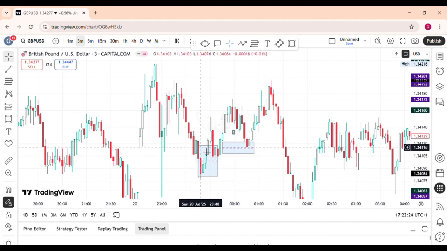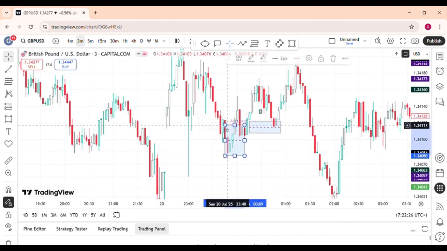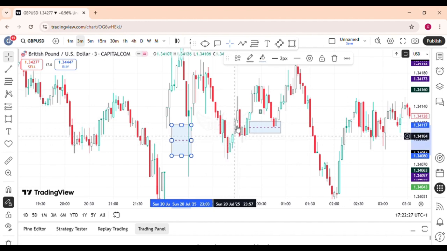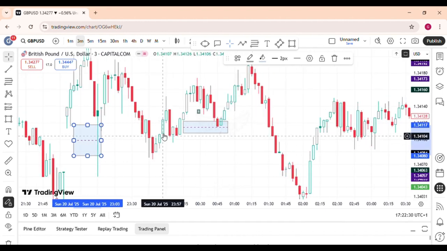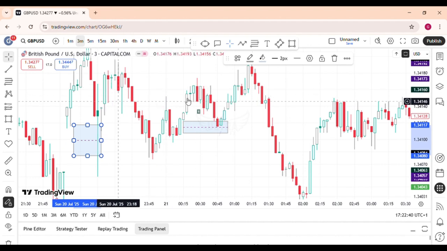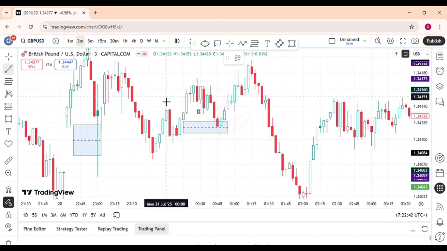First of all, we can see a fair value gap right here. This is a fair value gap on our 3 minute time frame. The market comes back down to tap into that fair value gap and gives us a break of market structure here.